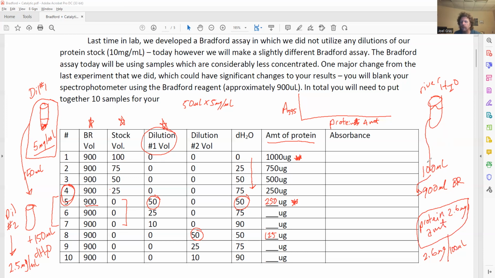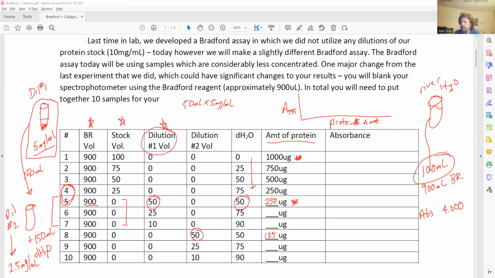Let's go ahead and go to a slightly different scenario. Let's say that you get 100 microliters of river water, you add it to 900 microliters of the Bradford reagent, and you get an absorbance of 4.000. That's going to be far outside the linear range. I feel comfortable saying that. That's too high of a number to actually get any information from.